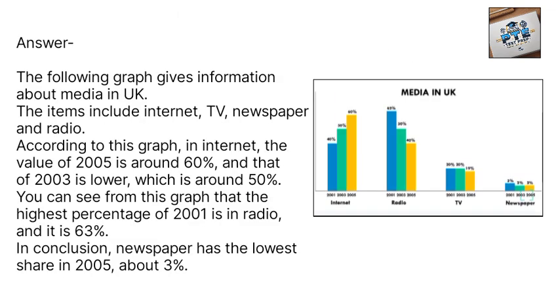The following graph gives information about media in the UK. The items include internet, TV, newspaper and radio. According to this graph, in internet, the value of 2005 is around 60%, and that of 2003 is lower, which is around 50%. You can see from this graph that the highest percentage of 2001 is in radio, and it is 63%. In conclusion, newspaper has the lowest share in 2005, about 3%.